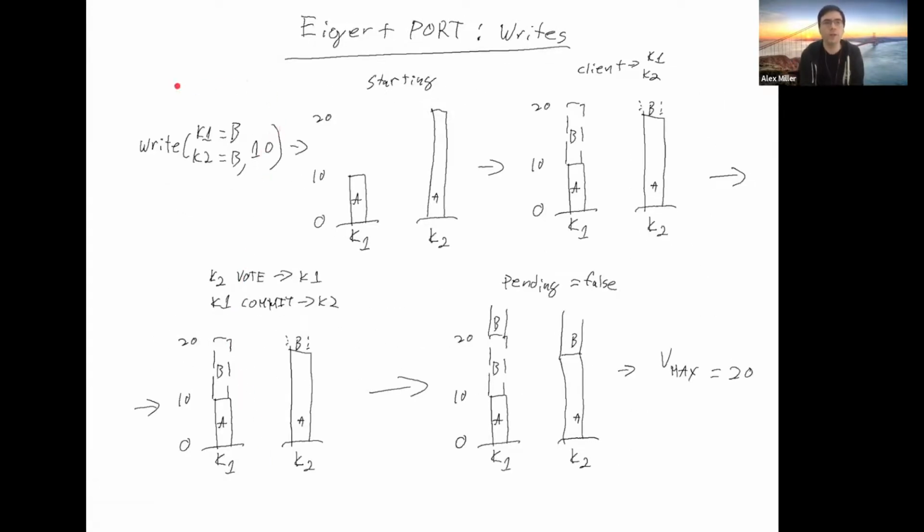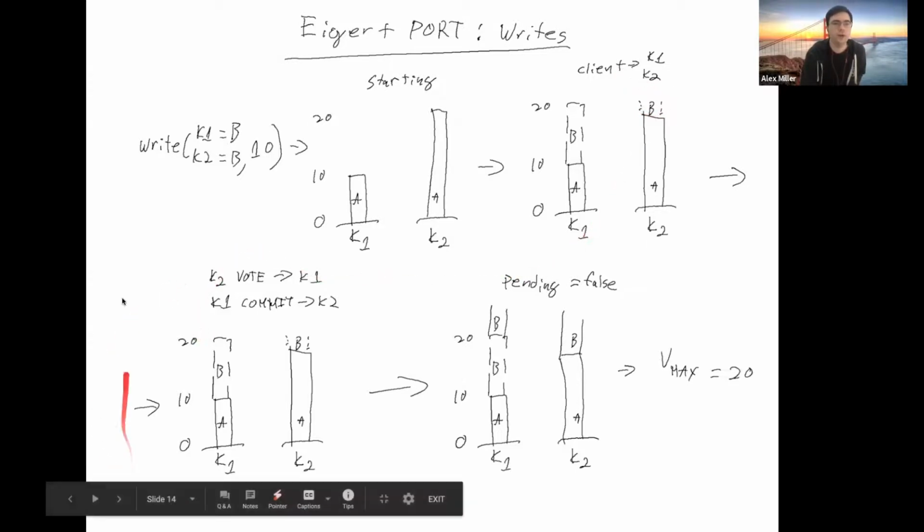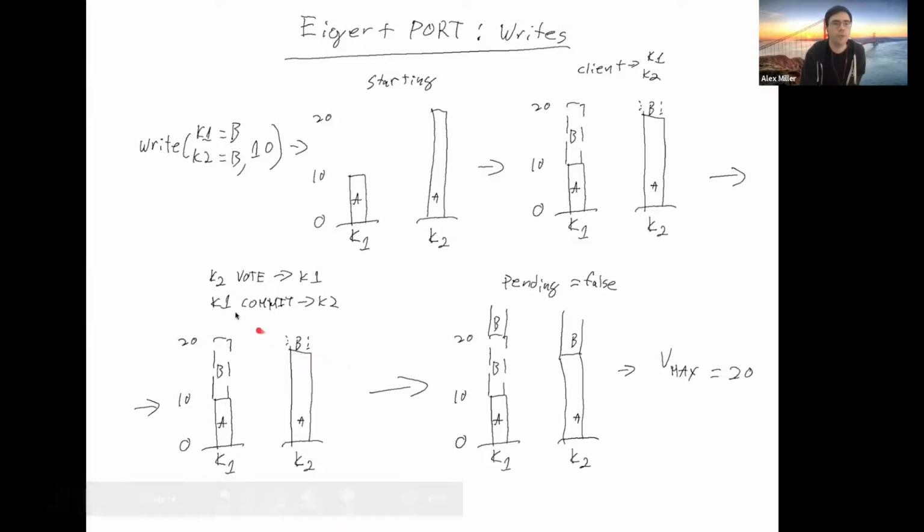So Eiger Port does writes via, we have some starting state where we have writes that start at A, and 10 and 20 is what the servers know about. And we say that we're doing a write. So server 1 records that this is a pending write at 10. Server 2 records that this is a pending write and it needs to promote that write to 20. The two then enter into their two-phase commit step, where server 2 sends a vote to server 1 that says, the timestamp that I prepared at is 20.